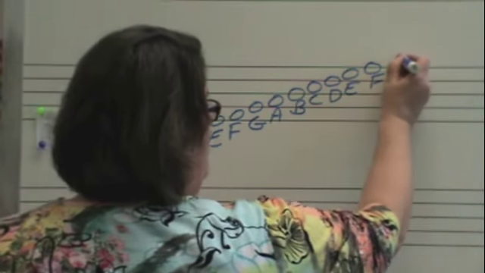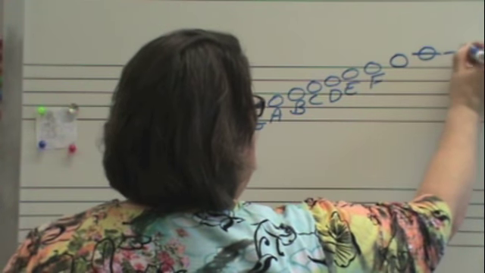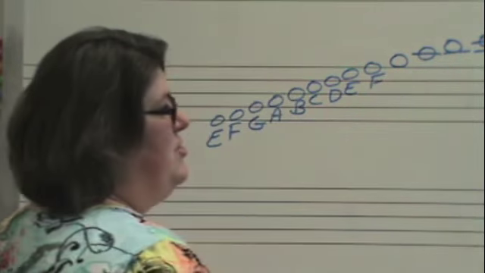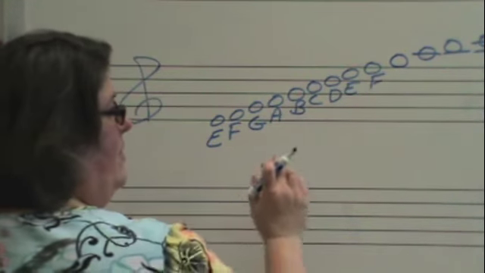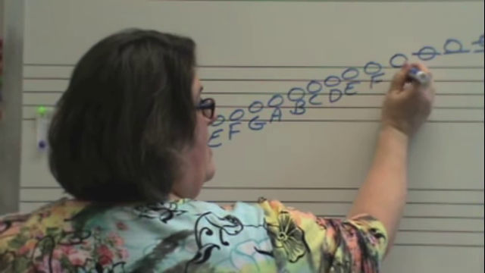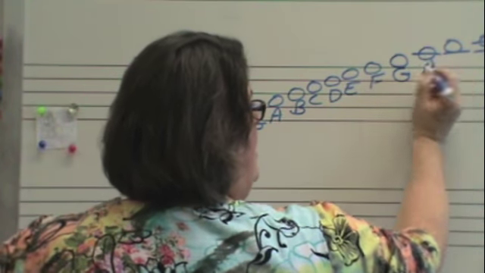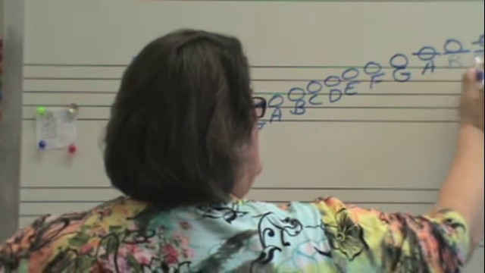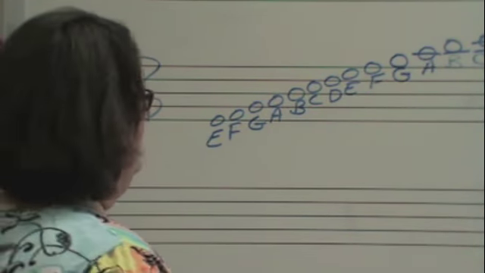If I add more notes, I just continue the formula. This is the next note. After F comes G. After G, A, B, C. I could continue as high as I desired.